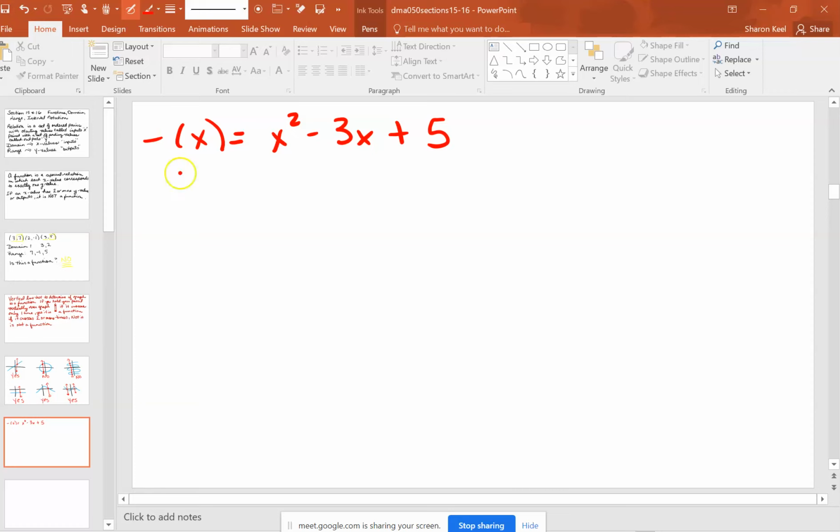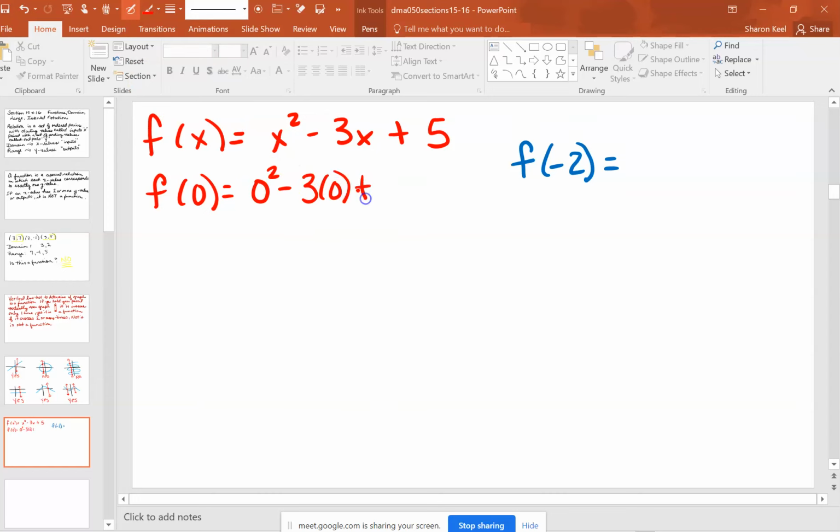I want to solve for f of 0, and I also want to solve for f of negative 2. What I'm going to do is plug in the value I have here. So if I plug in a 0 for x, that will be 0 squared minus 3 times 0 plus 5. So this is nothing, plus 5.